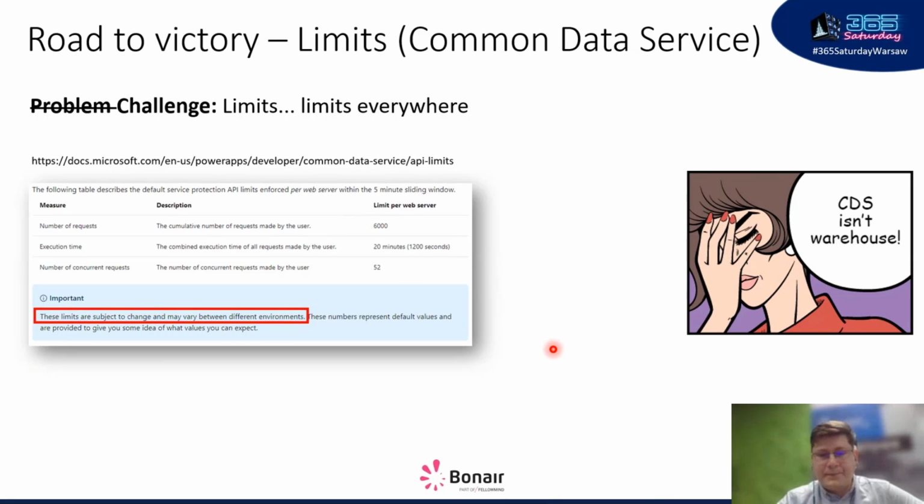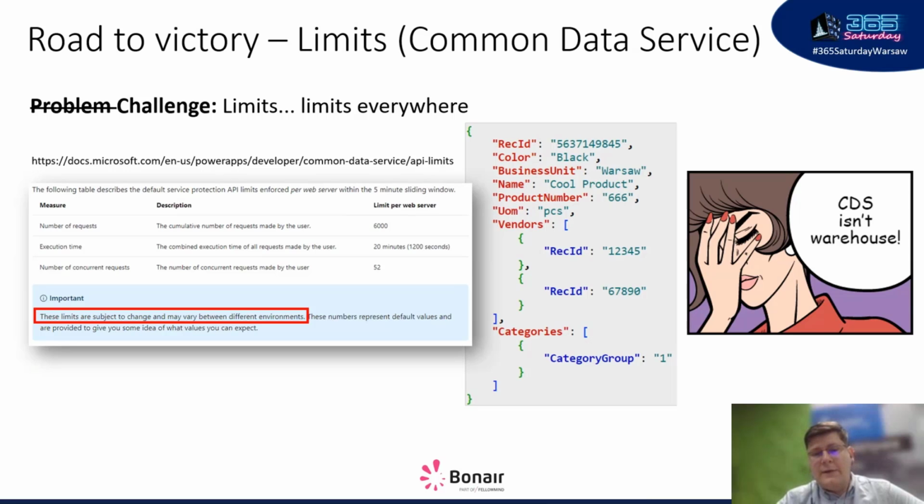We don't know. Second problem: if FO, for example, sends us this simple product JSON, can we create 6,000 records in 5 minutes? No, because we need one abstract method to create this product. We need at least two shots to Common Data Service to associate this product with vendors. Next one to connect a category with this product.